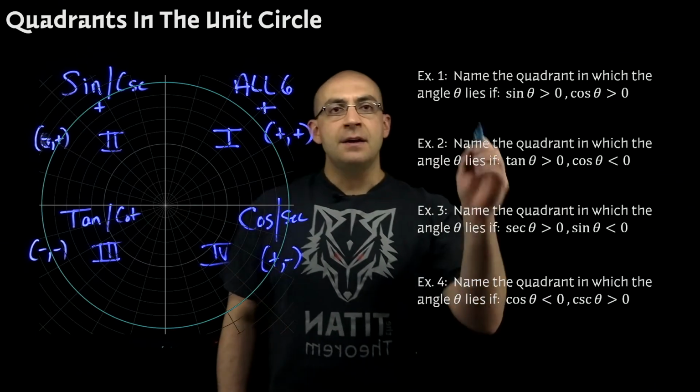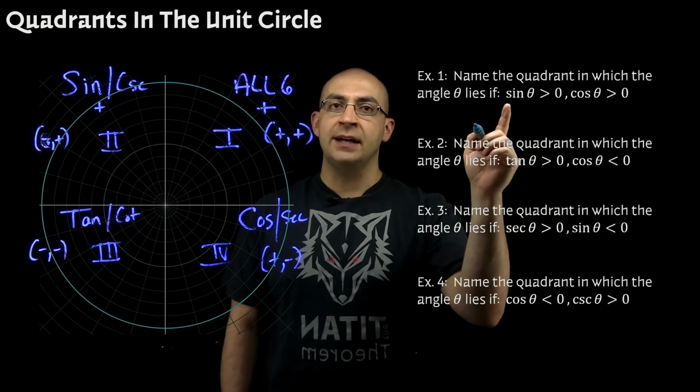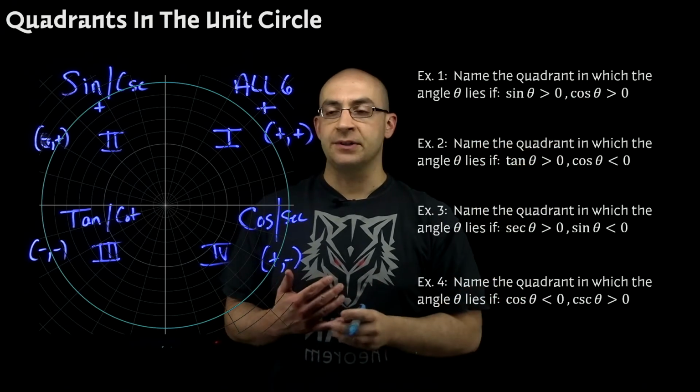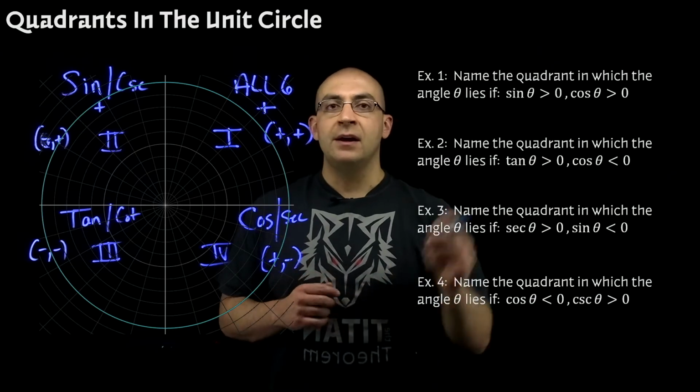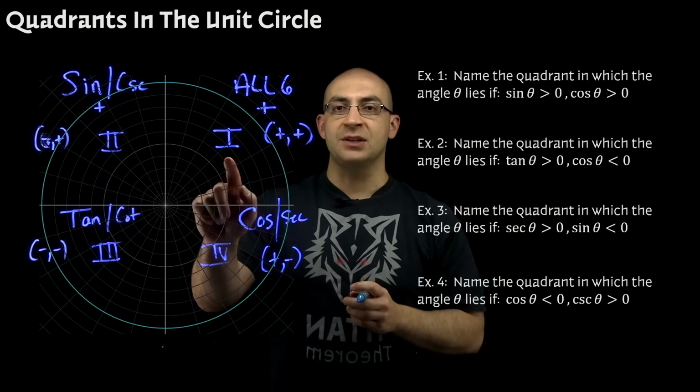Example 1. Name the quadrant in which the angle theta lies if sine of theta is greater than 0 and cosine of theta is greater than 0. Well, that's kind of a dead giveaway. When both sine and cosine are positive, the only place we can be is quadrant 1.